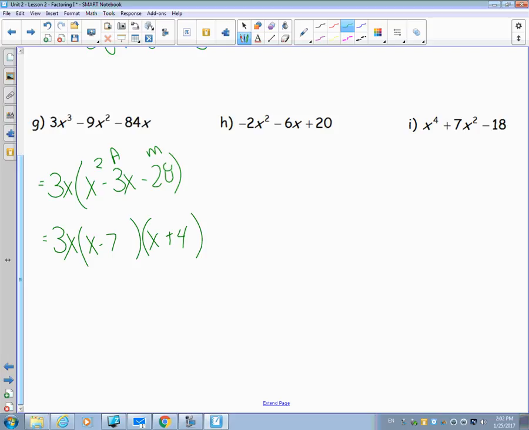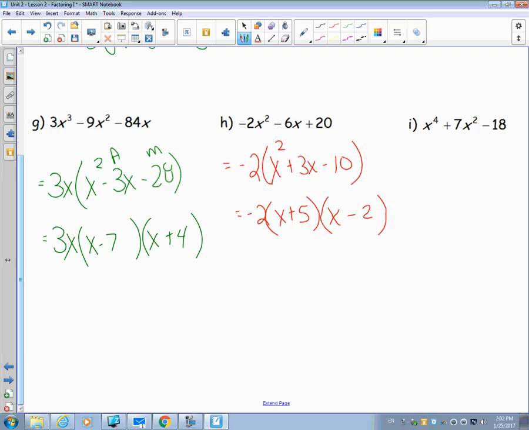Let's try h. I see a 2 out front. In fact, it's a -2. I like to take the negative sign out, so my squared term is positive. When I divide the next ones out, be careful with your signs. Divide them all by -2. Okay, let's add to 3 and multiply to 10. I need a +5 and a -2.